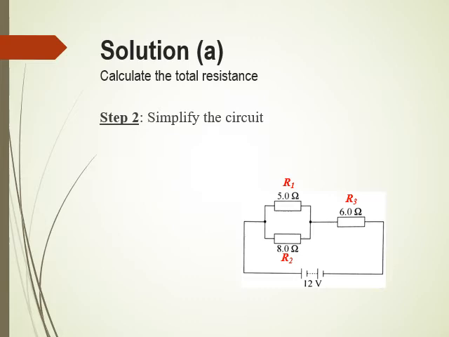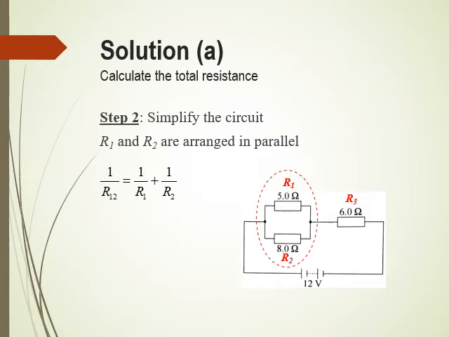Now let us start from R1 and R2. If you look at the diagram, R1 and R2 are arranged in parallel. Therefore, 1 over R12 equals 1 over R1 plus 1 over R2. Substitute the values into the equation. You will have 1 over R12 equals 1 over 5 plus 1 over 8. Rearrange the equation and you will get R12 equals 40 over 13 ohm.